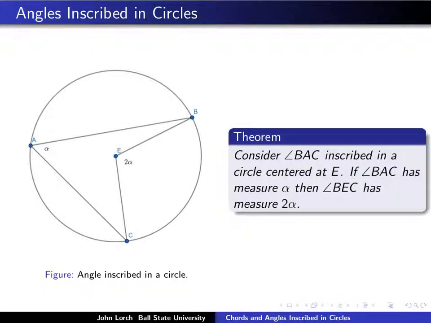And that's the main theorem, that if angle BAC has measure alpha, then the new angle BEC with vertex at the center has measure 2 alpha. I don't plan to derive this result here. However, if you simply draw in the segment from A to E, you will see that produces 2 isosceles triangles, and using facts about isosceles triangles, you should be able to verify this result without too much trouble.